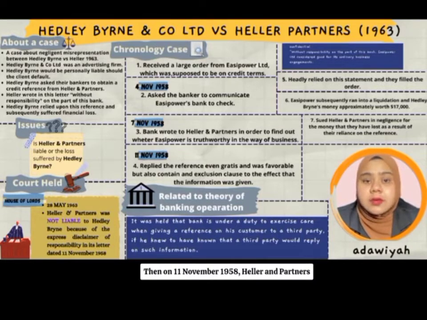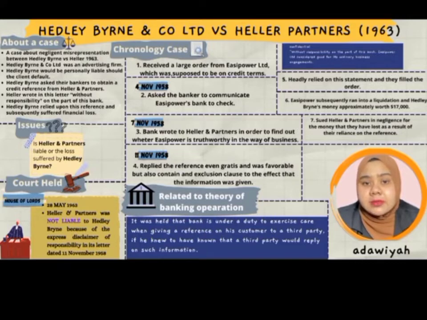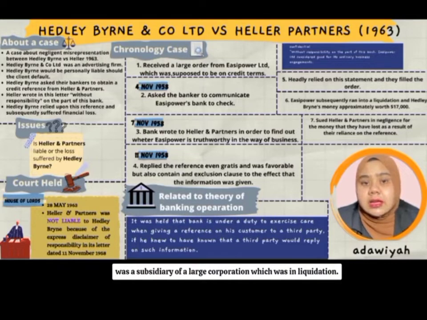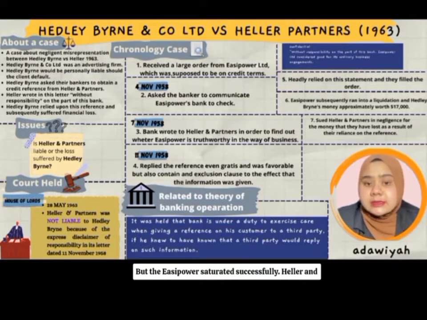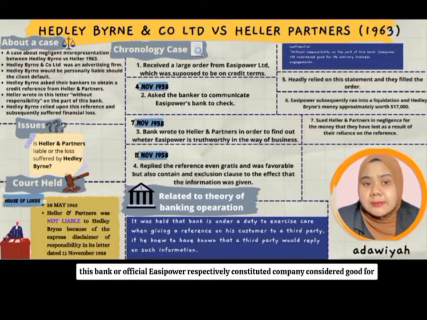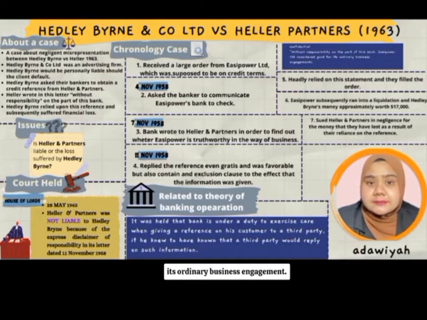Then, on 11 November 1958, Heller and Partners replied with the reference, given gratis and favourable, but also containing an exclusion clause to the effect that the information was given. Heller and Partners said that Easy Power was a subsidiary of a large corporation which was in liquidation, but Easy Power was considered successful. Heller and Partners' reply stated that it was confidential for your private use and without responsibility on the part of this bank. Easy Power was considered good for its ordinary business engagement.